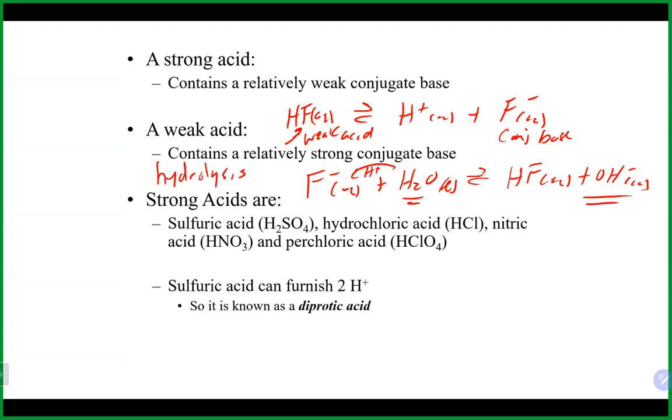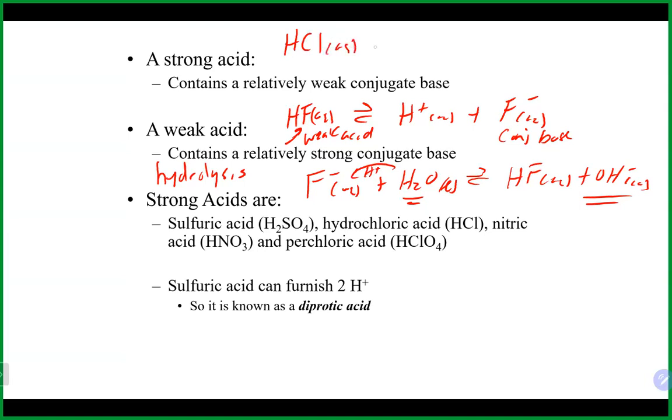And it's one of the reasons why certain salts that you produce in an acid-base reaction make the solution acidic, and some salts are basic, and some salts are neutral. So what kind of salts would be neutral? It would be something that came from like HCl, for example.